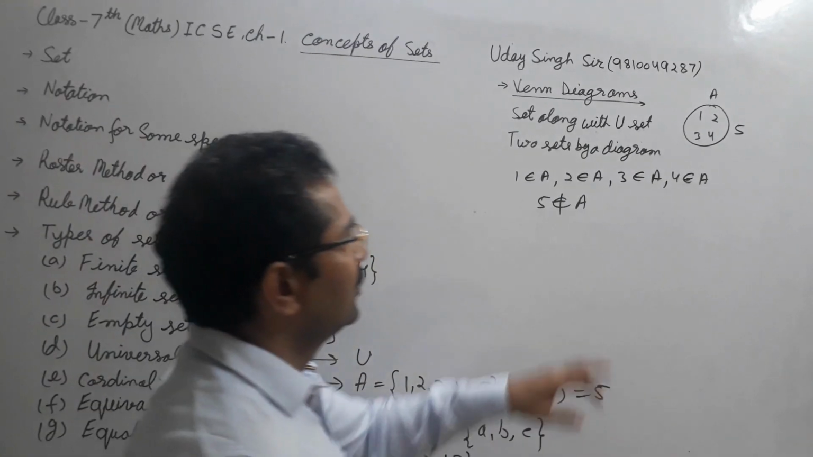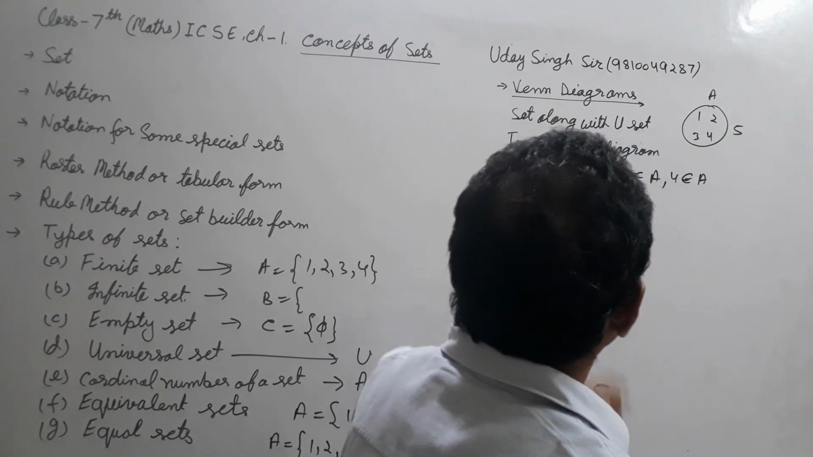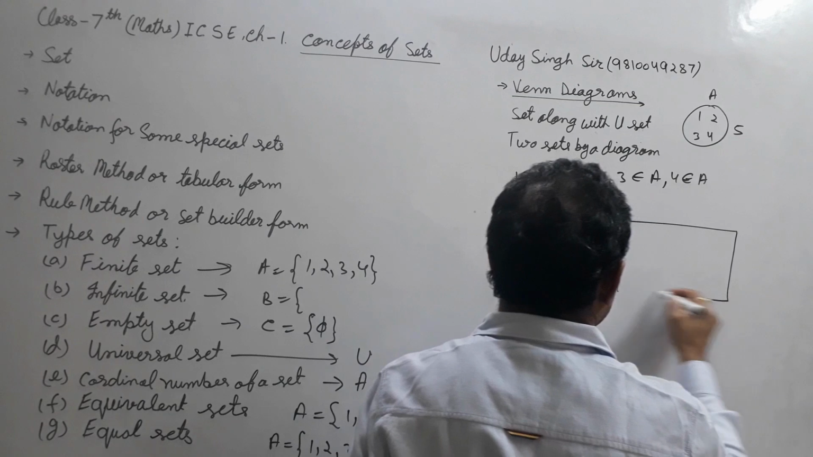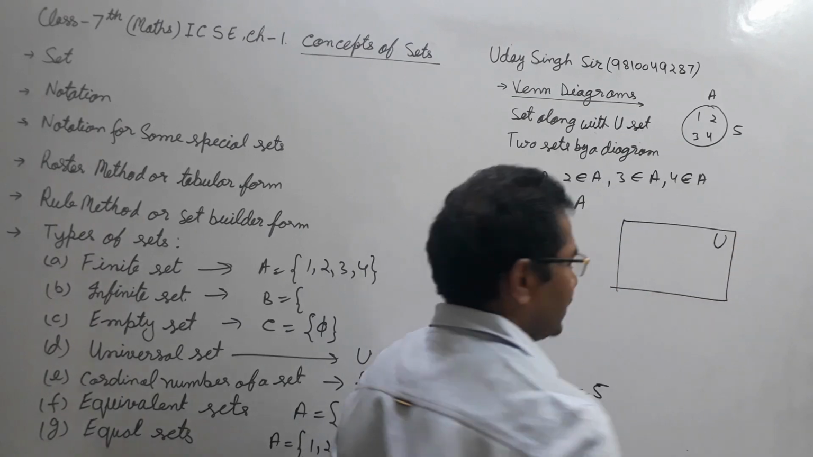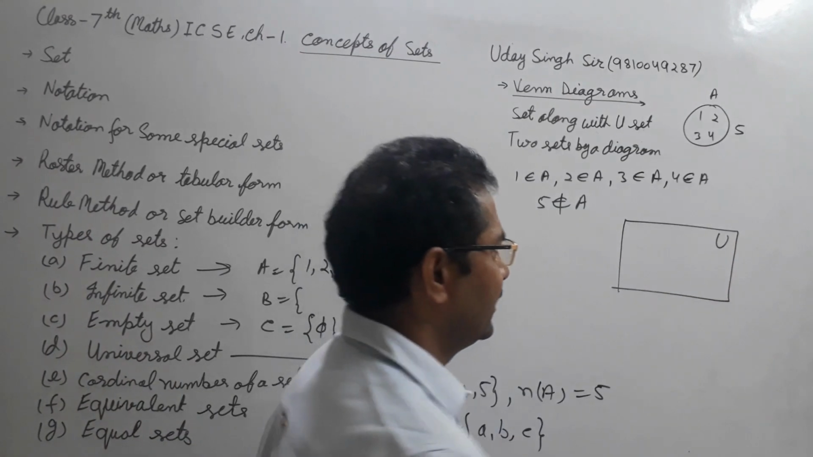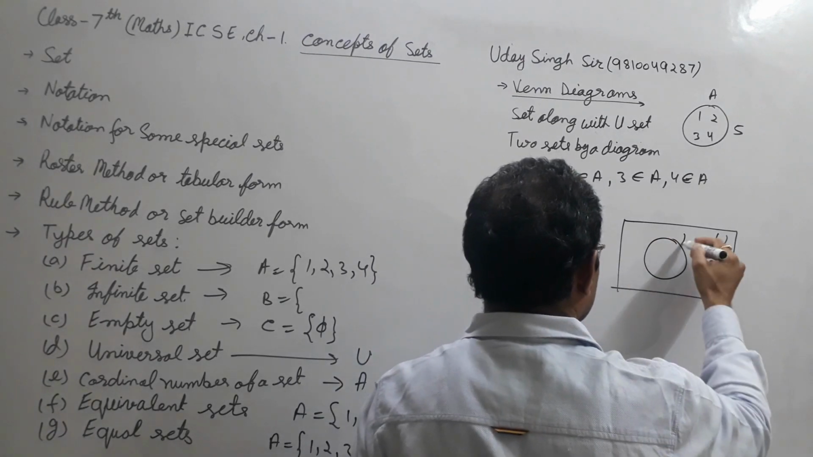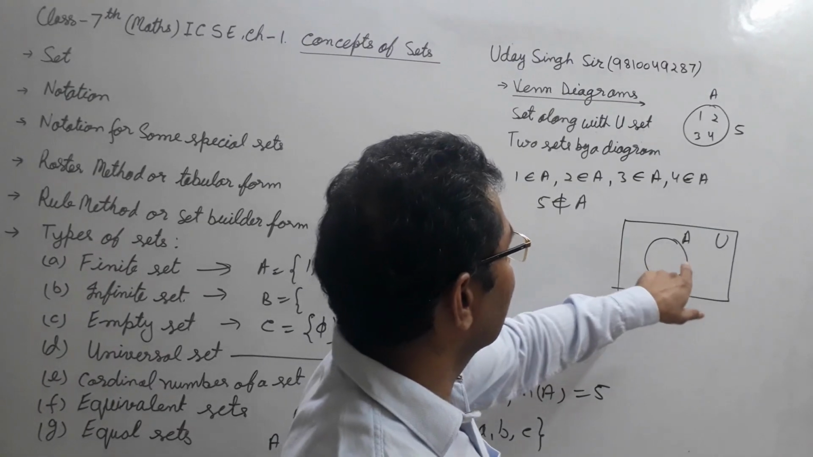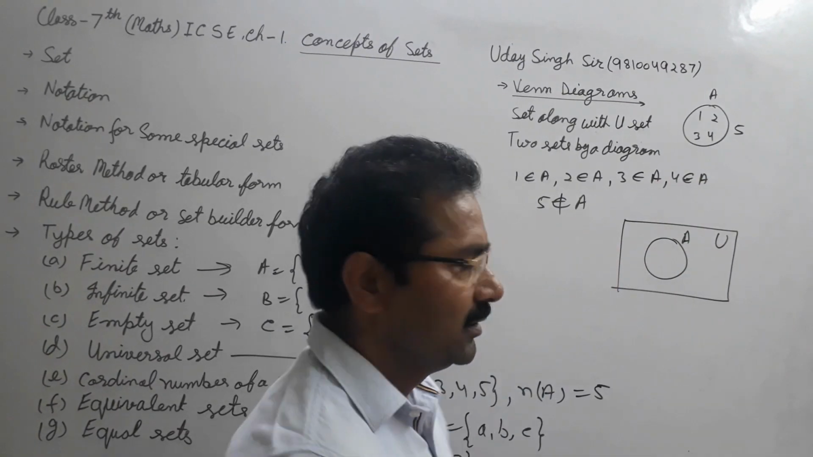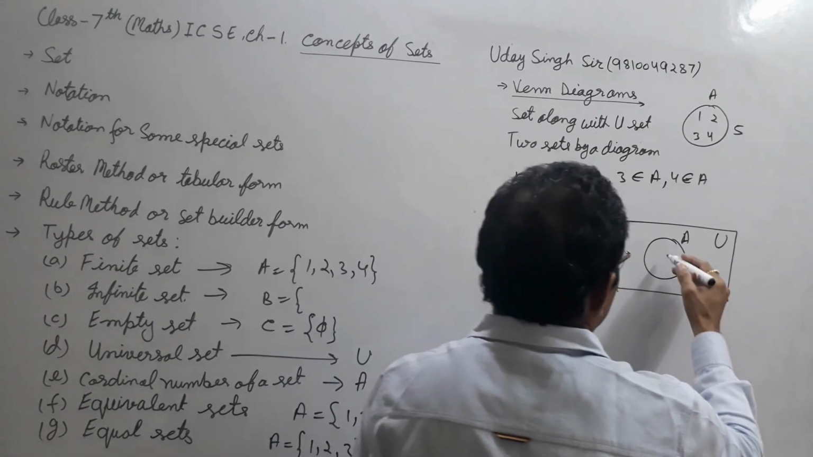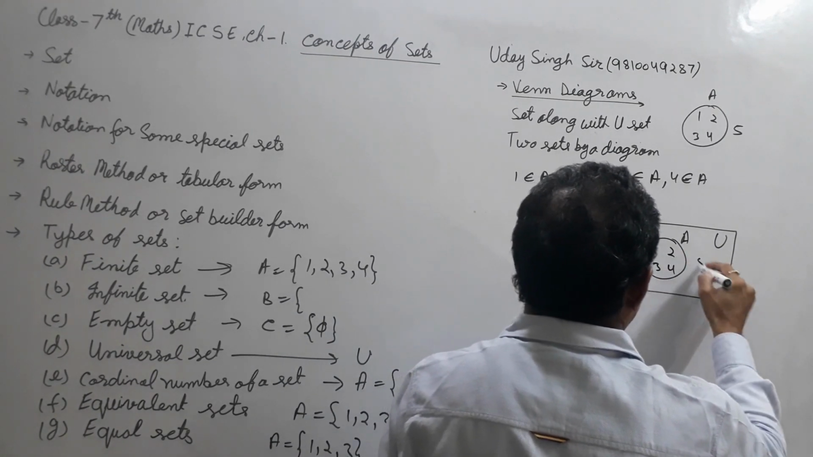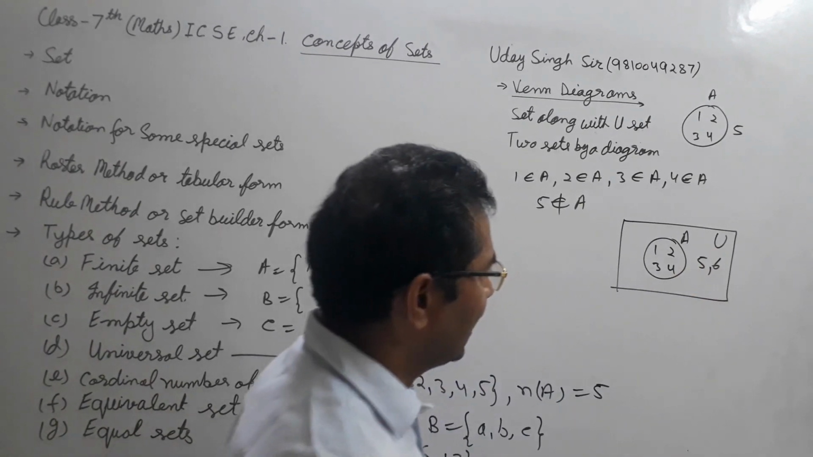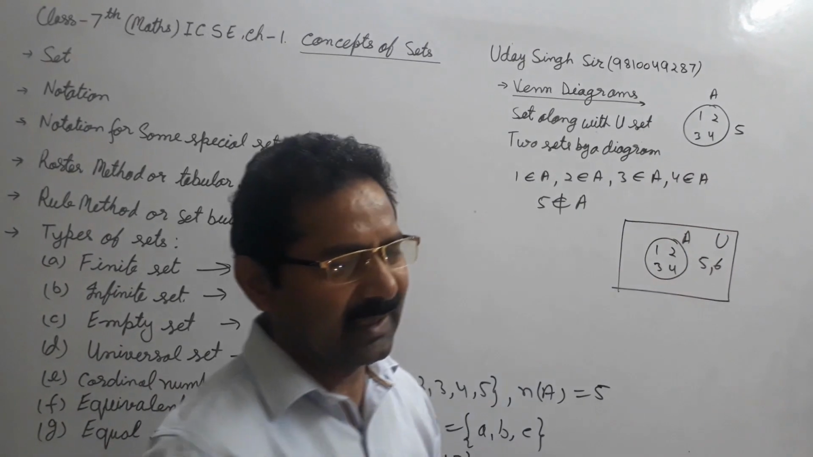Now you represent the set A with the universal set in the form of a Venn diagram. This is called the universal set, and you have set A inside the universal set, so set A is along with the universal set. Then you can have elements 1, 2, 3, 4, 5, 6. So A has elements 1, 2, 3, 4, but U is all the natural numbers.